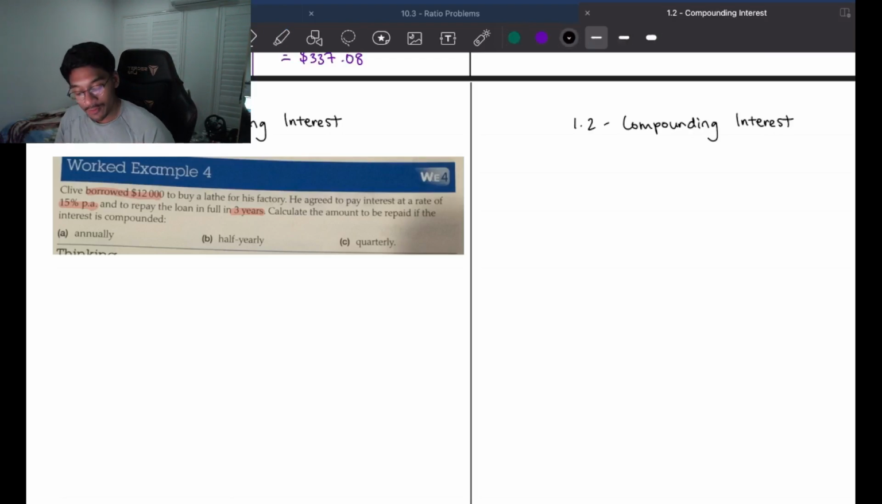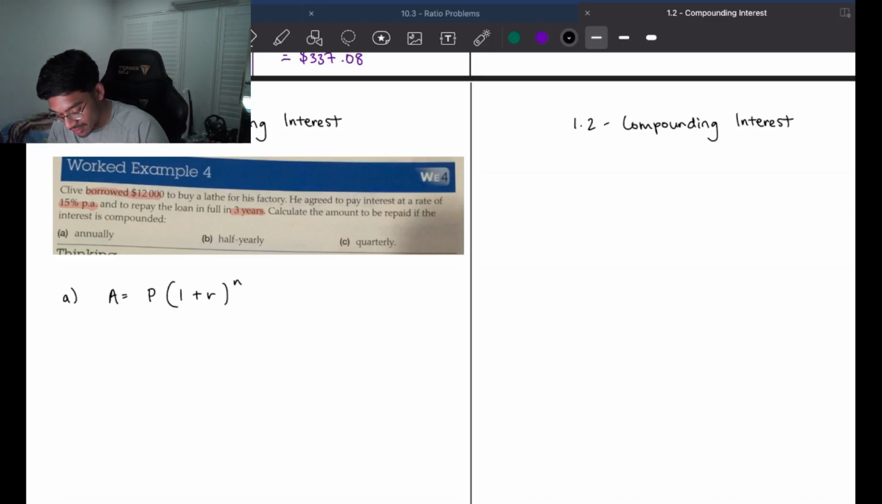So I'm going to rewrite the formula like we always do. It should be a habit to write the formula. And the formula says A is equal to P bracket 1 plus R to the power of N. What I like to do is write the values below it. We're trying to work out the amount, A. Do we know the principal? Yes, the principal is $12,000.